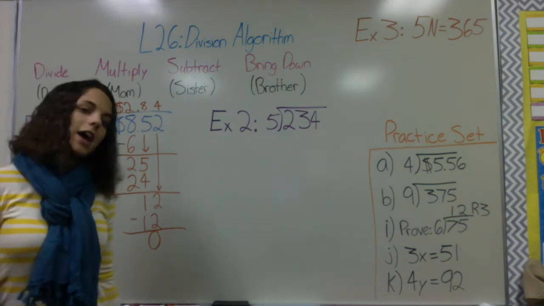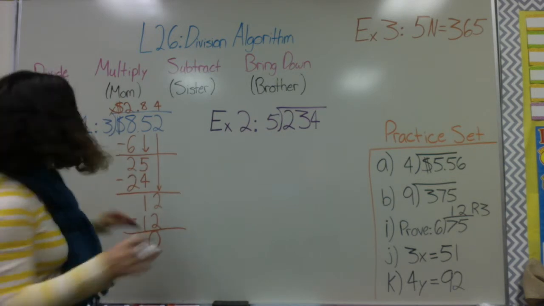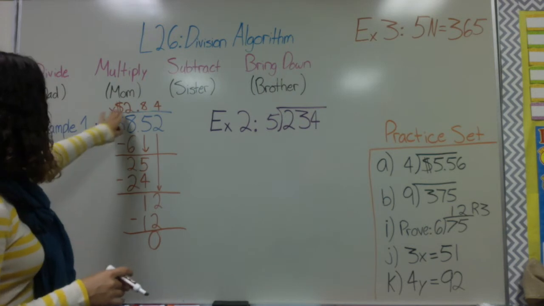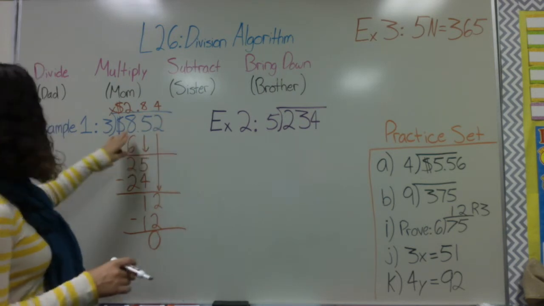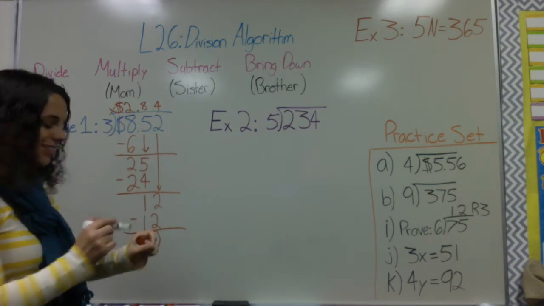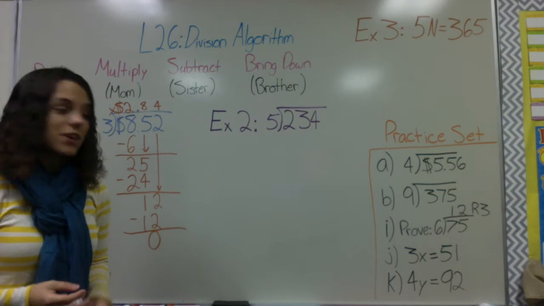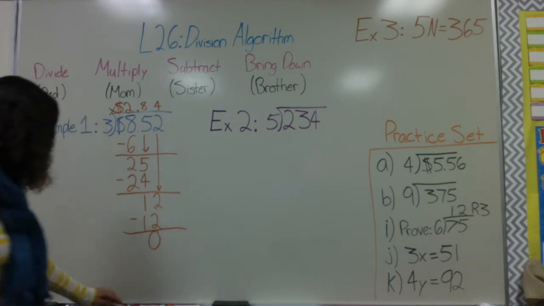We need to remember dad, mom, sister, brother. Dad, mom, sister, brother. We'll get it stuck in your head, I promise. Okay, so that is my quotient. The quotient of $8.52 divided by 3 is $2.84. Now I want you to go ahead and try example 2 on your own and see if you can get the correct answer.